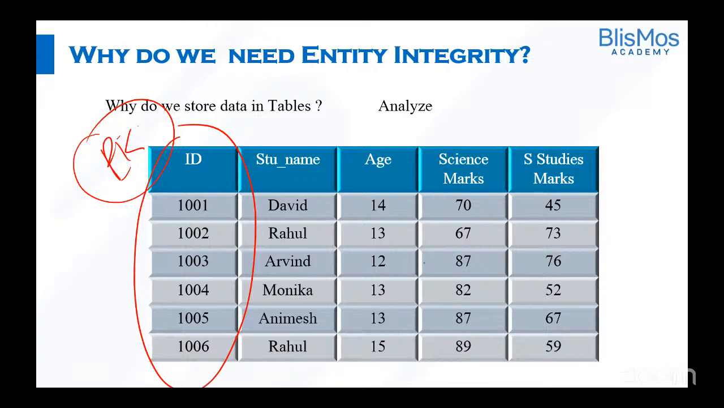Then, if I ask the same question to Muthuminal, what is the science marks of Rahul? Then Muthuminal will ask which Rahul. Then I'll say, his ID is 1002, please tell me the science marks of Rahul who has this ID. Then Muthuminal's answer will be 67, which is accurate. That is the reason we need entity integrity.